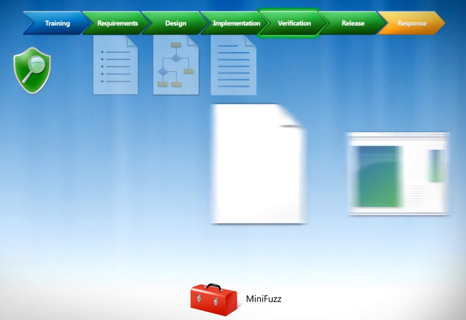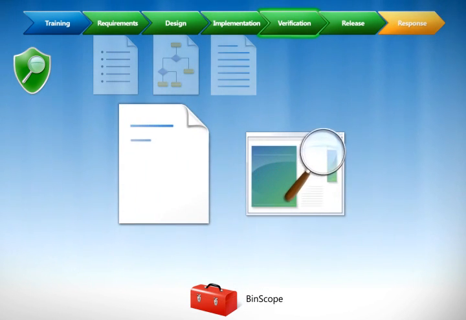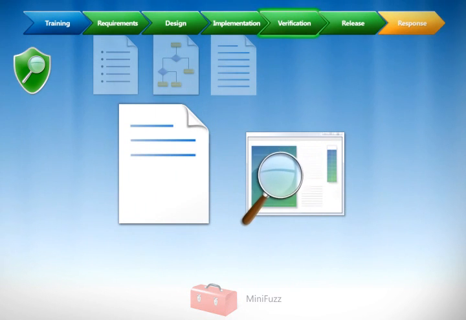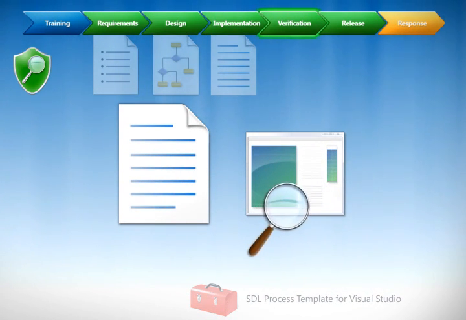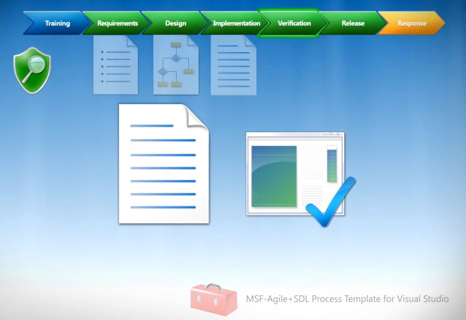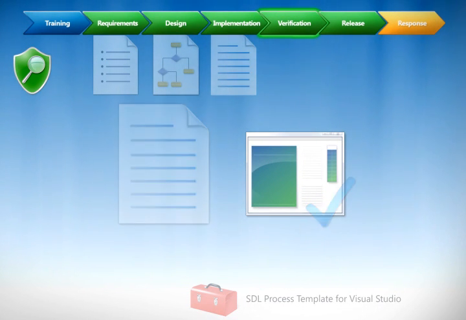Dynamic program analysis is performed by using tools that monitor application behavior for memory corruption, user privilege issues, and other critical security problems. This analysis ensures that a program's functionality works as designed. Runtime tools like App Verifier can be used, along with other techniques such as fuzz testing.